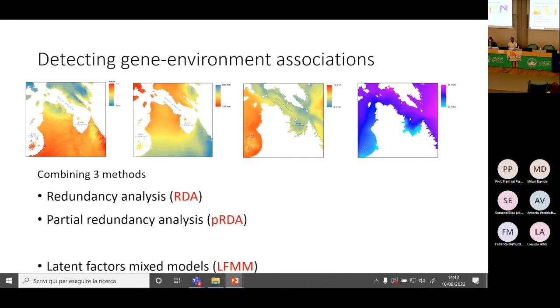So next, the main part of this paper was to detect gene environment associations in this region. So this is really a contrasted region. From left to right, you have air temperature, precipitation, sea surface temperature, and then salinity to the far right. So we used those factors, but also many others I'll present later, using three methods. We use both RDA and a partial RDA that we talked a lot about yesterday, and also an LFMM method.